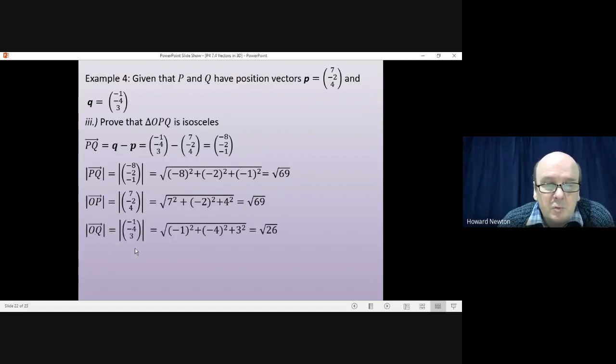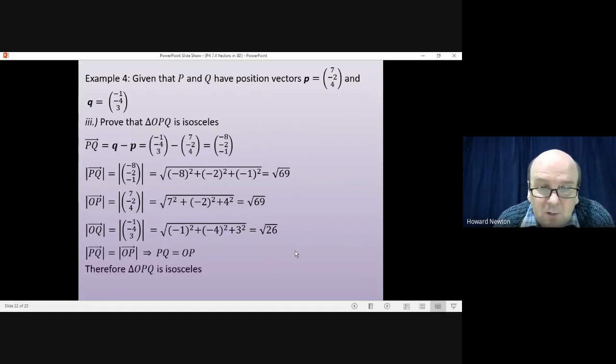And OQ, that's just the position vector of Q, and the magnitude of that is the square root of (-1) squared plus (-4) squared plus 3 squared, and that gives us the square root of 26. So 2 of the lengths are the same as each other. The third length is different. Therefore, triangle OPQ is an isosceles triangle.